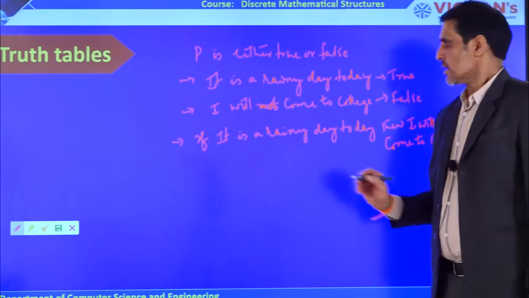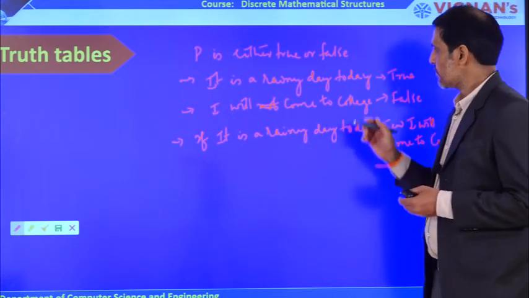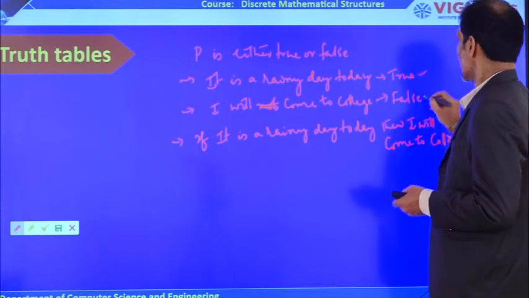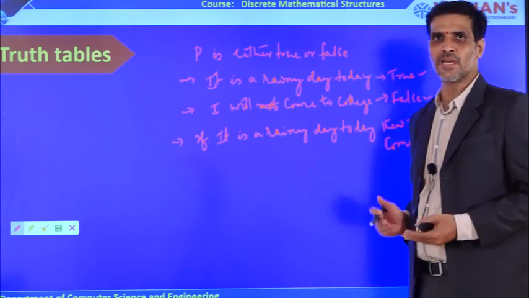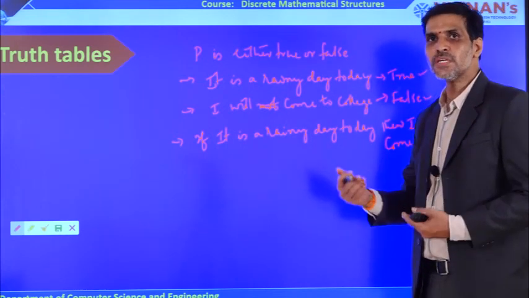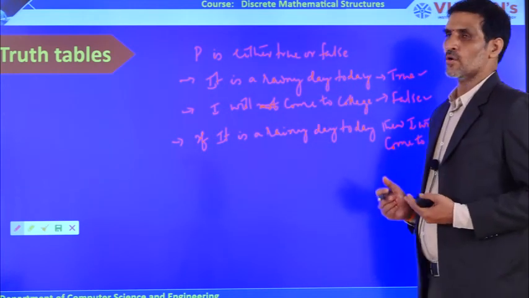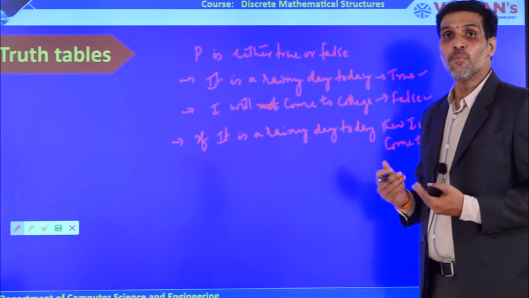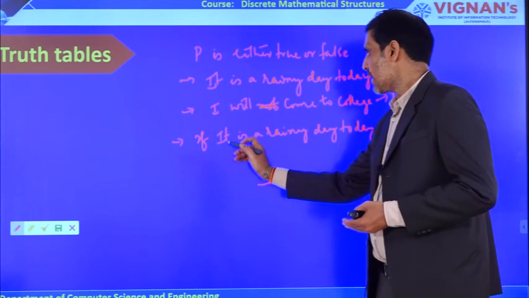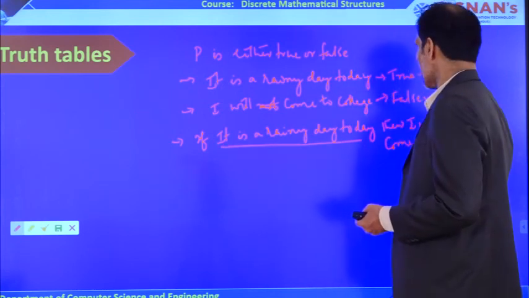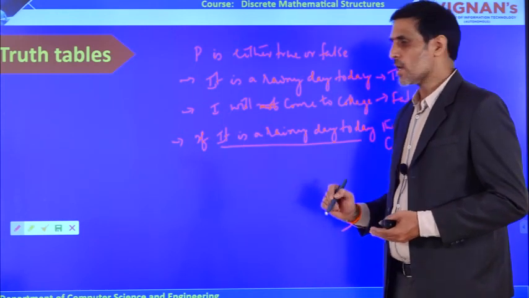So, how do we get the truth value when you combine these two sentences? We know that individually this is true and this is false. But when you combine these two sentences by using some logical connectivity, how do you know the truth value? To know the truth value, we first have to know the truth table for each logical connectivity.